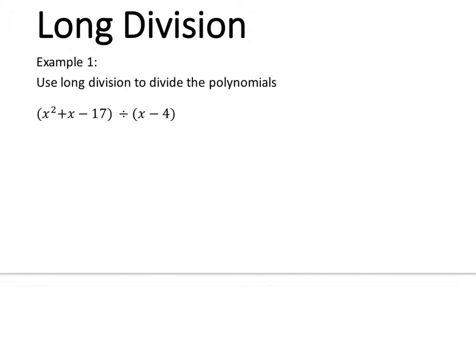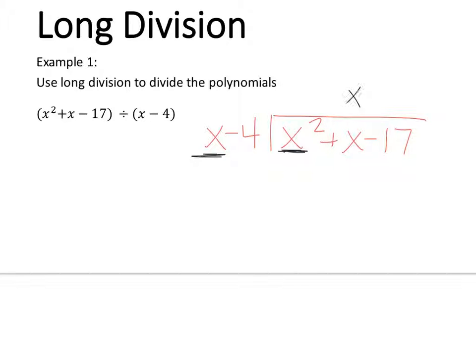All right, so we're just going to start this example. I'm going to write it over to the other side. So I have my divisor, x minus 4, and I'm dividing x squared plus x minus 17. What I want to see is what I can multiply to get this x to be x squared. So if I multiply x times x minus 4, that's going to give me x squared minus 4x.